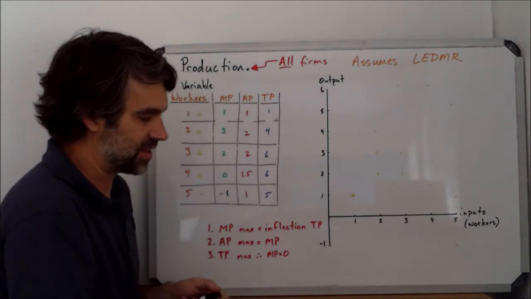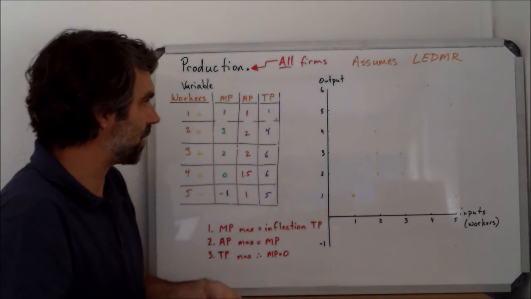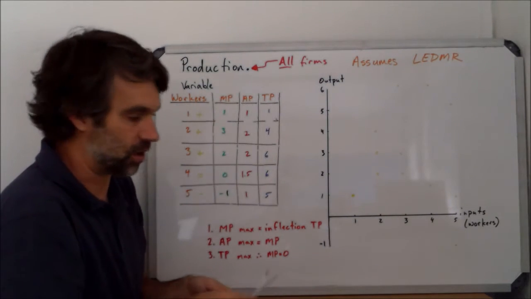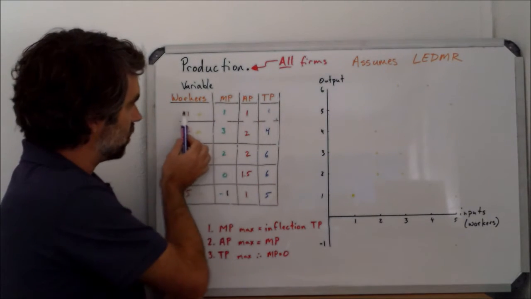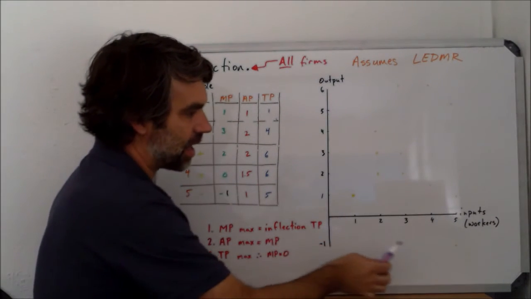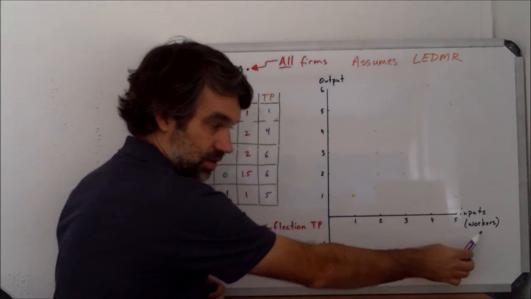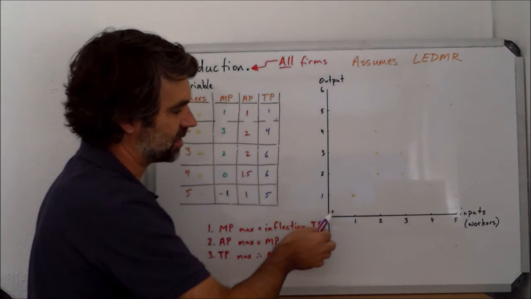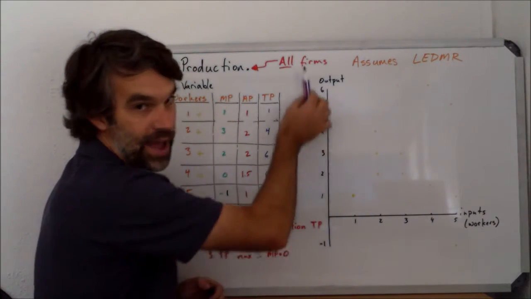Okay, so let's graph this out. What I'm going to do is start by graphing just total production first. The way we've got our graph set up, we have our inputs, in this case workers, on the x-axis, and we have our output on the y-axis.